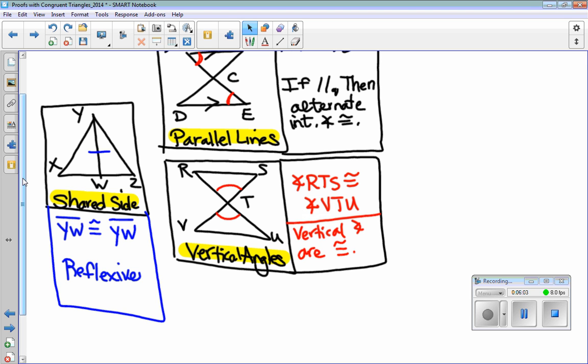Angle, angle, angle. Yeah, you don't do angle, angle, angle, because one can be shrunk down and one can be larger. They're similar, but they're not congruent. So those are the two that you're not going to ever do for congruent triangles. So those are what you would put in that section.